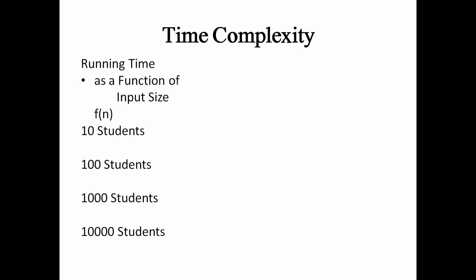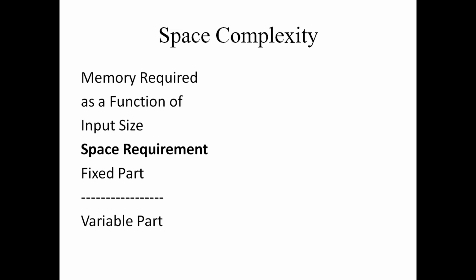Now let's discuss space complexity. Space complexity tells us how much memory an algorithm requires during execution. Some algorithms require very little memory, others require additional arrays, temporary variables, or recursion stacks. As input size increases, memory requirements may also increase. So this is measured using space complexity. Space requirement consists of two parts. First part is fixed part. The second part is variable part. Let's understand both.